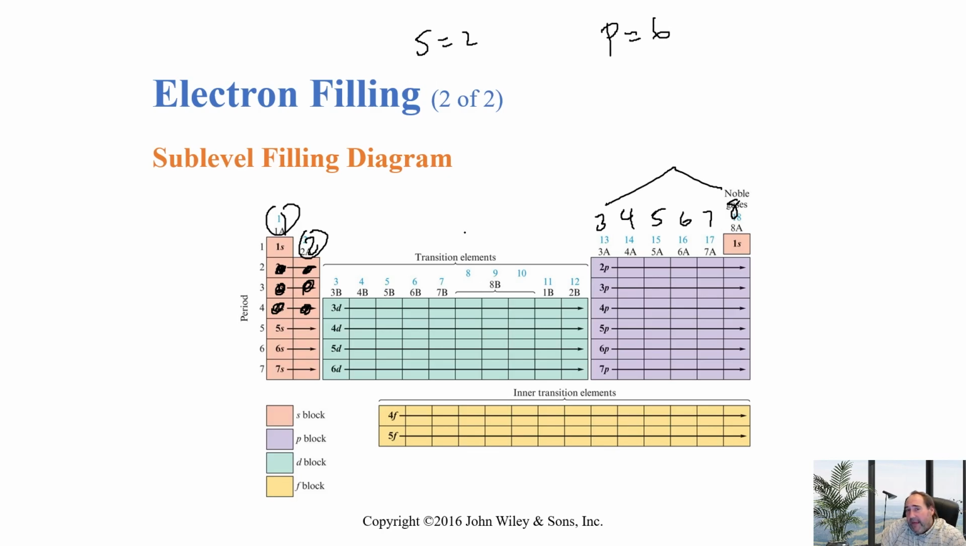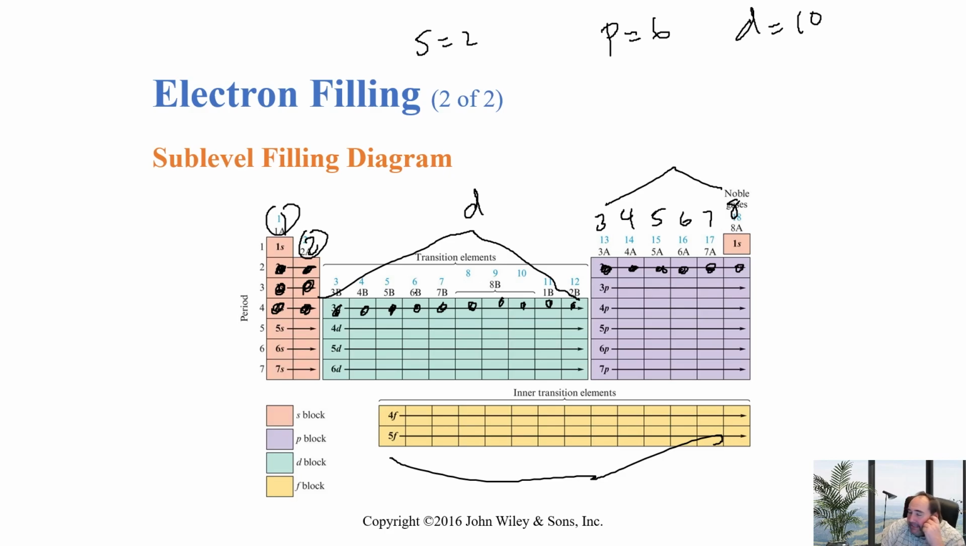Remember, the p subshell could hold a maximum of 6 electrons. That is 1, 2, 3, 4, 5, and 6. Your transition metals are your d block. And if you remember, the d subshell could hold 10. That is 1, 2, 3, 4, 5, 6, 7, 8, 9, and 10. And the two rows on the bottom, which are the lanthanide and actinide series, are your f block, and f could hold 14 electrons. And once again, we got 1, 2, 3, 4, 5, 6, 7, 8, 9, 10, 11, 12, 13, and 14 electrons. So what does that mean?